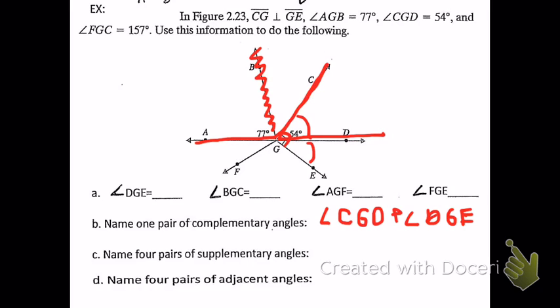Another thing I see when people answer this question is they'll put three angles. That's not a pair, right? Three angles aren't supplementary. Two angles are supplementary. So we're taking the angle in this one I've highlighted. We've got angle AGC and angle CGD. Those are supplementary. That's my pair of supplementary angles.